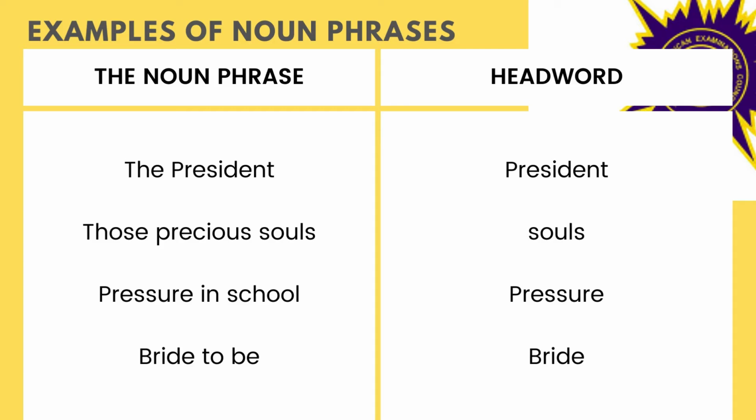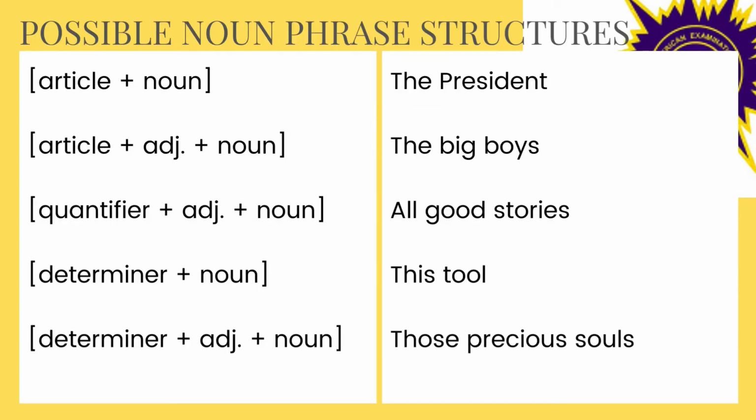From these examples given and more, we can establish that noun phrases can be written in the following structures. Firstly, we can have the structure made up of an article plus a noun, as in the example, the president. In this case, the definite article, the, modifies the noun president.